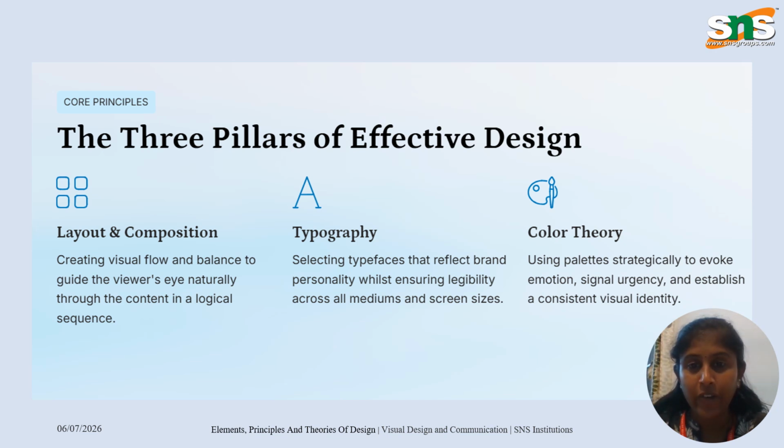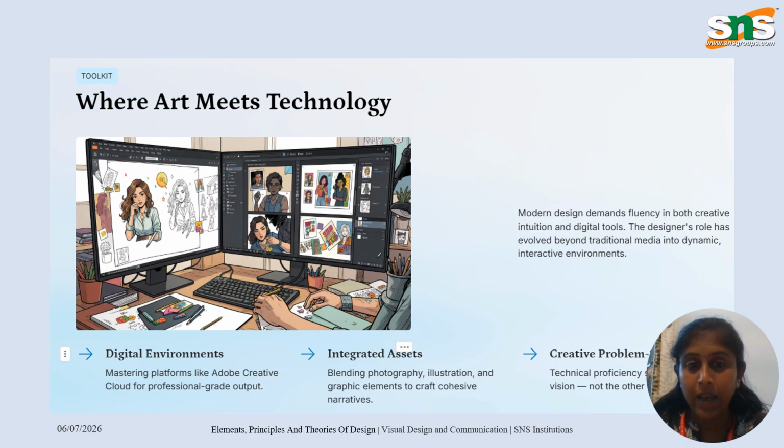Choosing the right typeface is important because it reflects the brand's personality, while ensuring the content remains readable across different devices and screen sizes. The third pillar is color theory. Colors are not chosen randomly. They are selected strategically to create emotions, indicate urgency when needed and establish a consistent visual identity. Together, these three pillars help designers communicate ideas clearly and effectively.